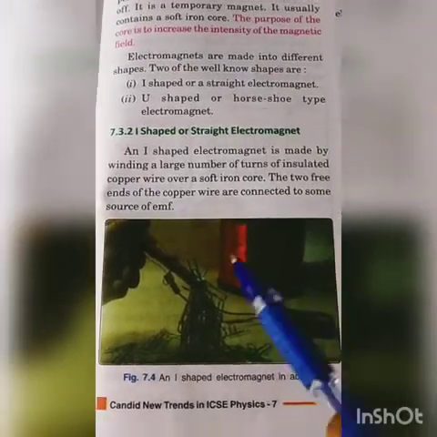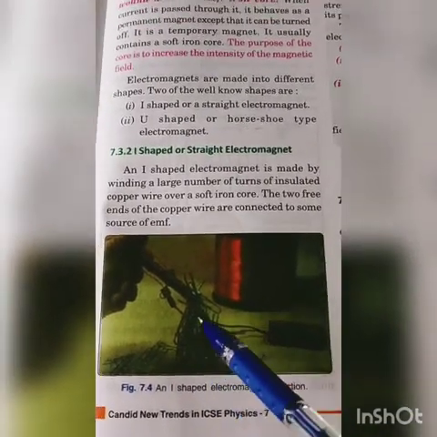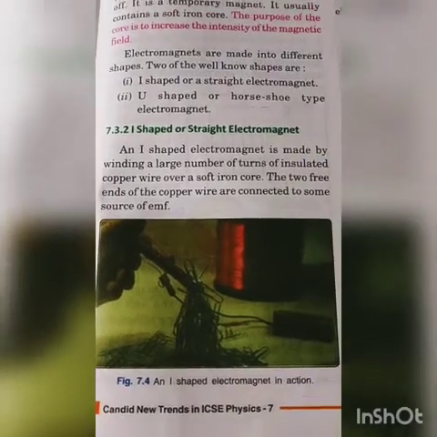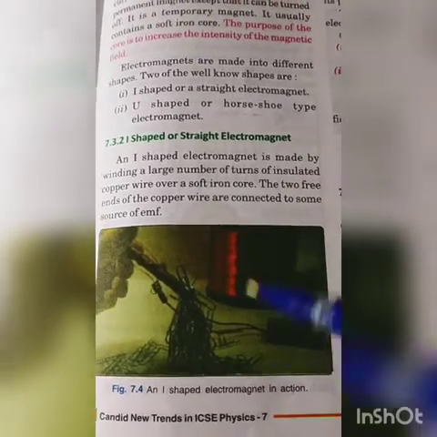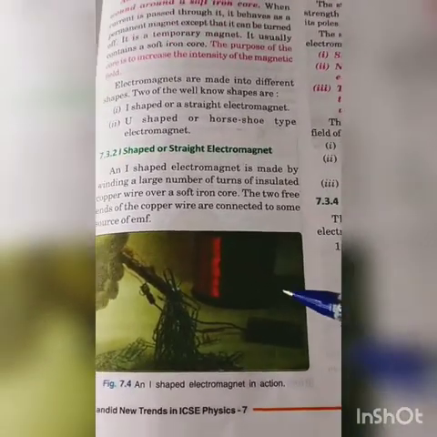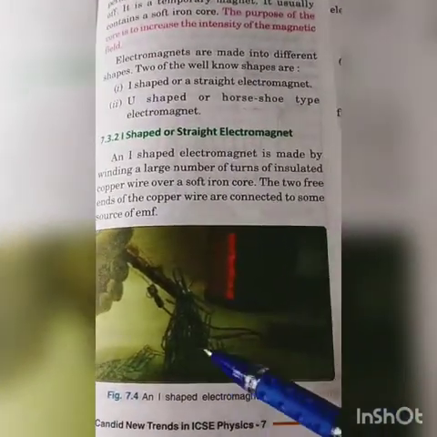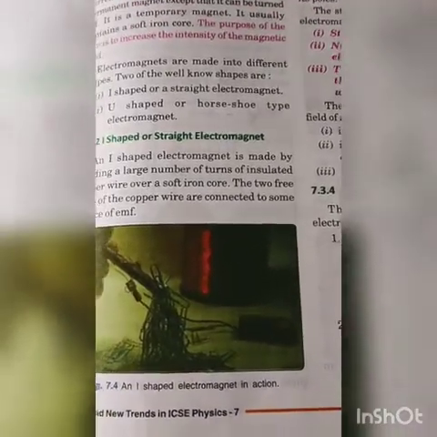Here is a picture showing an I-shaped electromagnet. I-shape means a simple nail or a rod of iron, and you wind a wire around it many times, and you connect it to a battery. Then it behaves like a magnet. Like this, it is attracting nails and pins.